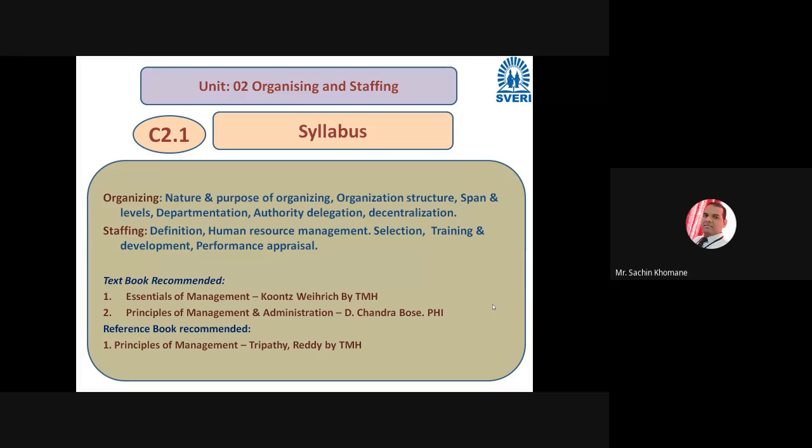The next bit in organizing is span and level. Span and level is a very interesting thing, especially in organization structure. There are various types of structures. We have to see what span is and what levels mean exactly.